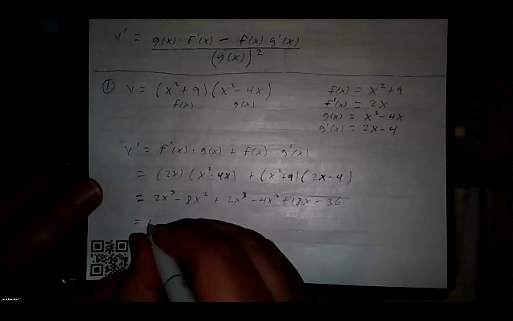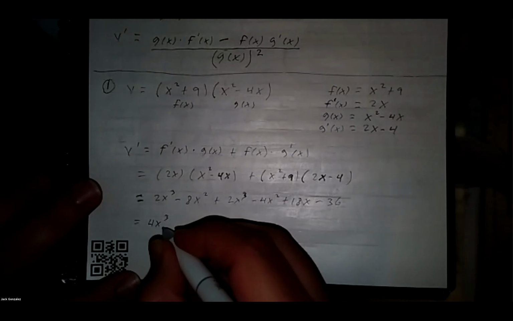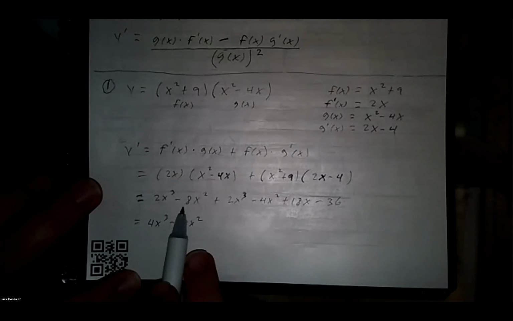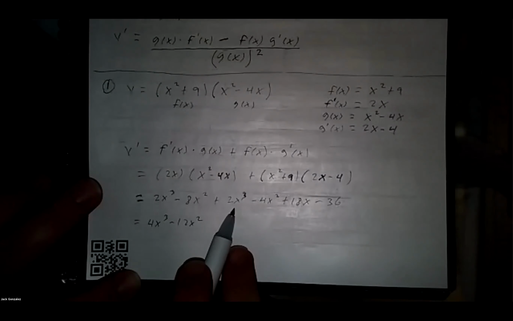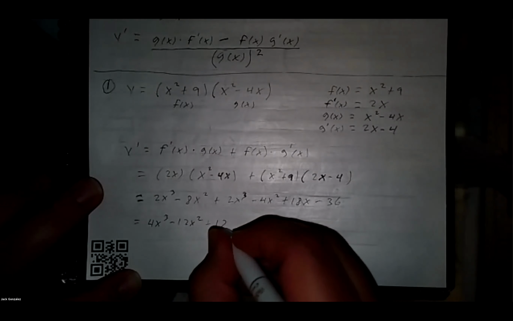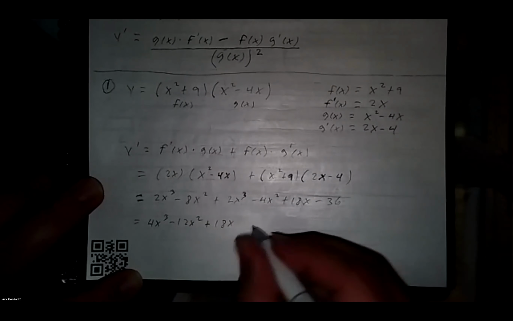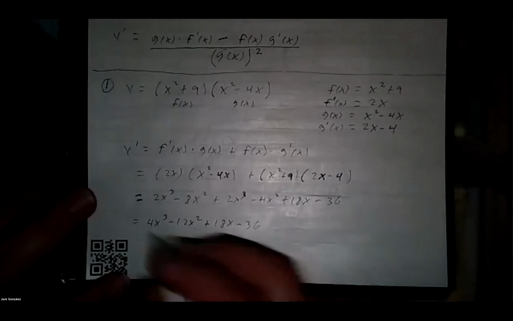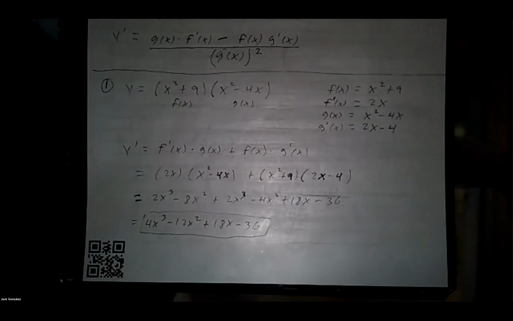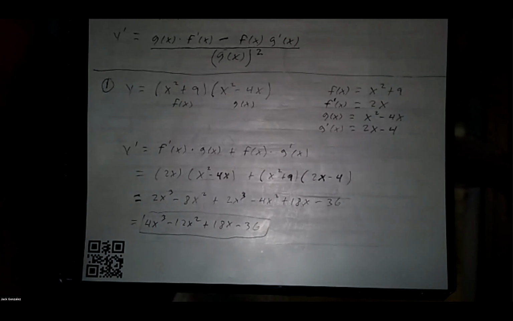So the answer will be 4x cubed minus 12x squared, right? Plus 18x minus 36. So this will be your final answer. Are there any questions about any of those steps so far?